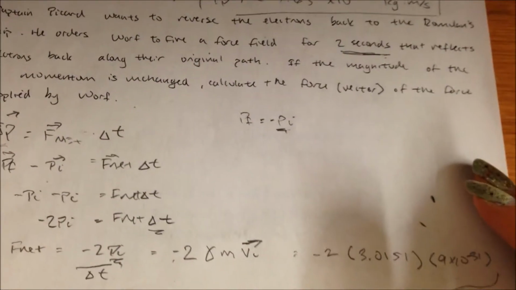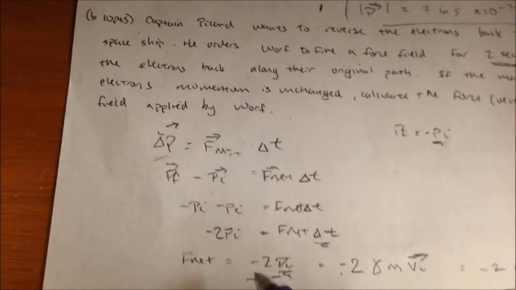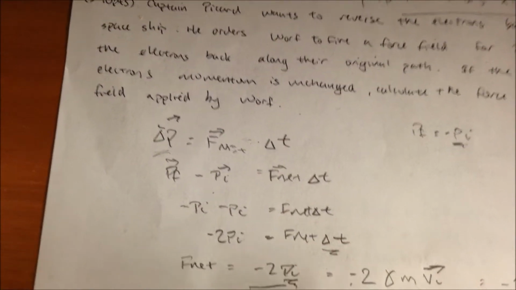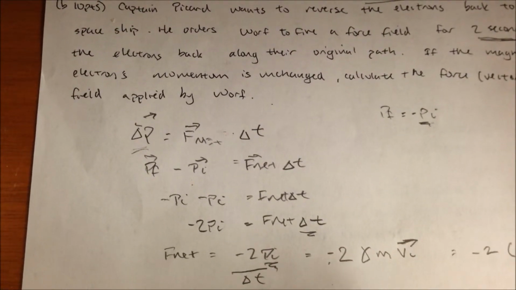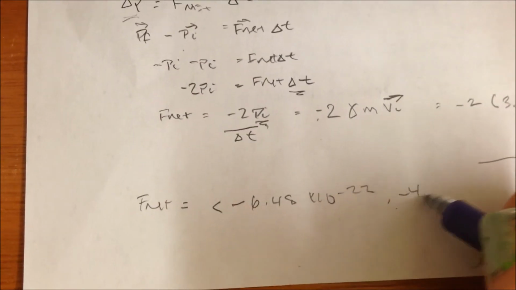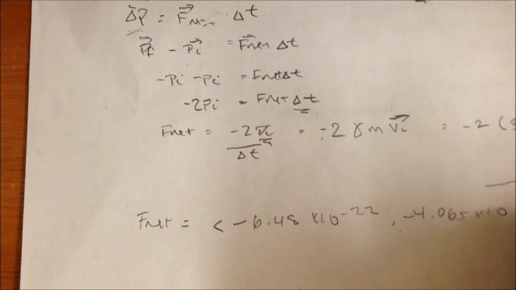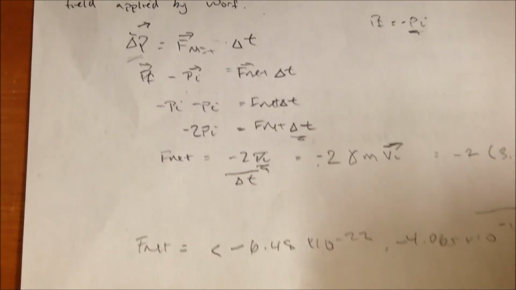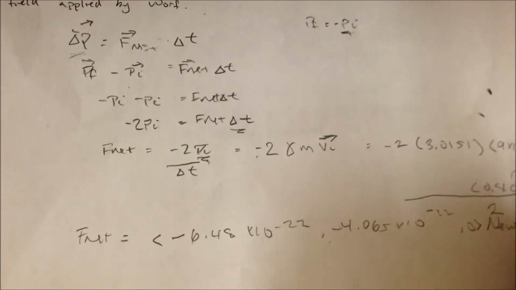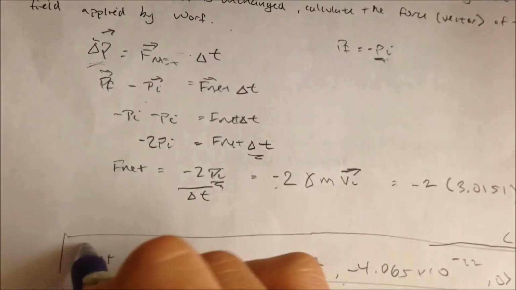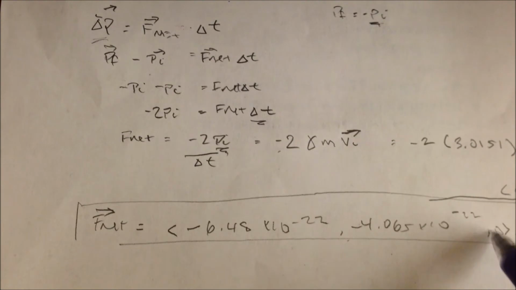Once we actually solve for that, you're going to find that the net force is equal to negative 6.48 times 10 to the negative 22, negative 4.05 times 10 to the negative 22, and 0 newtons. And that is the solution to your problem, and you want to make sure that this is a vector, and that's the net force.